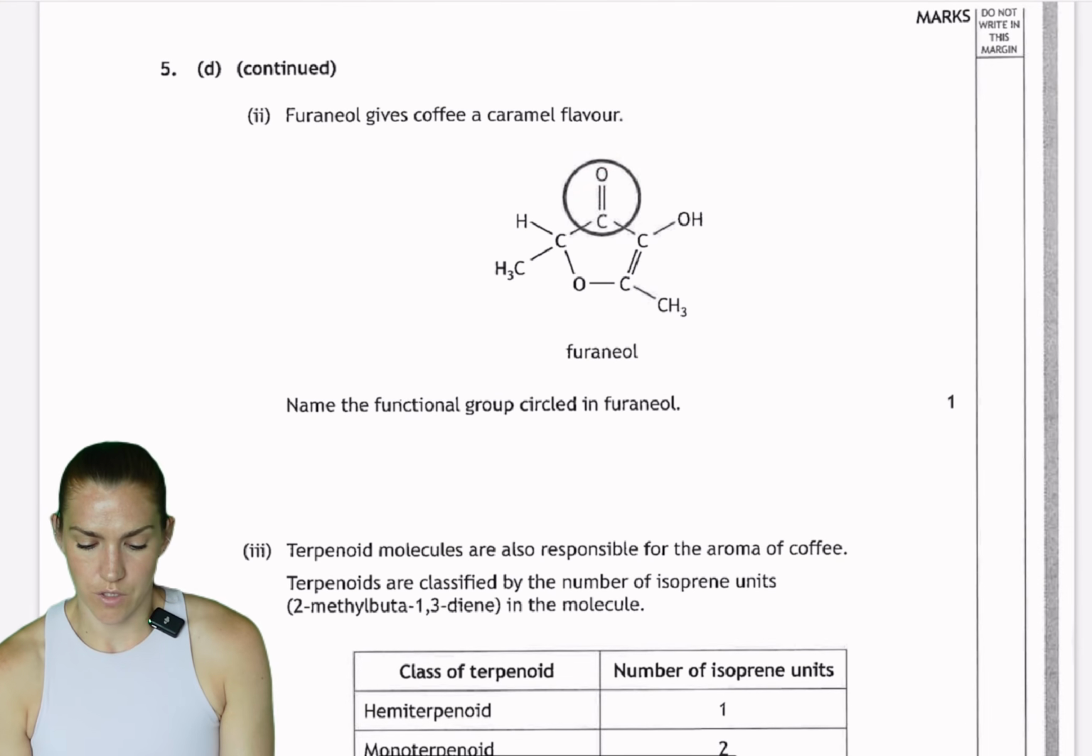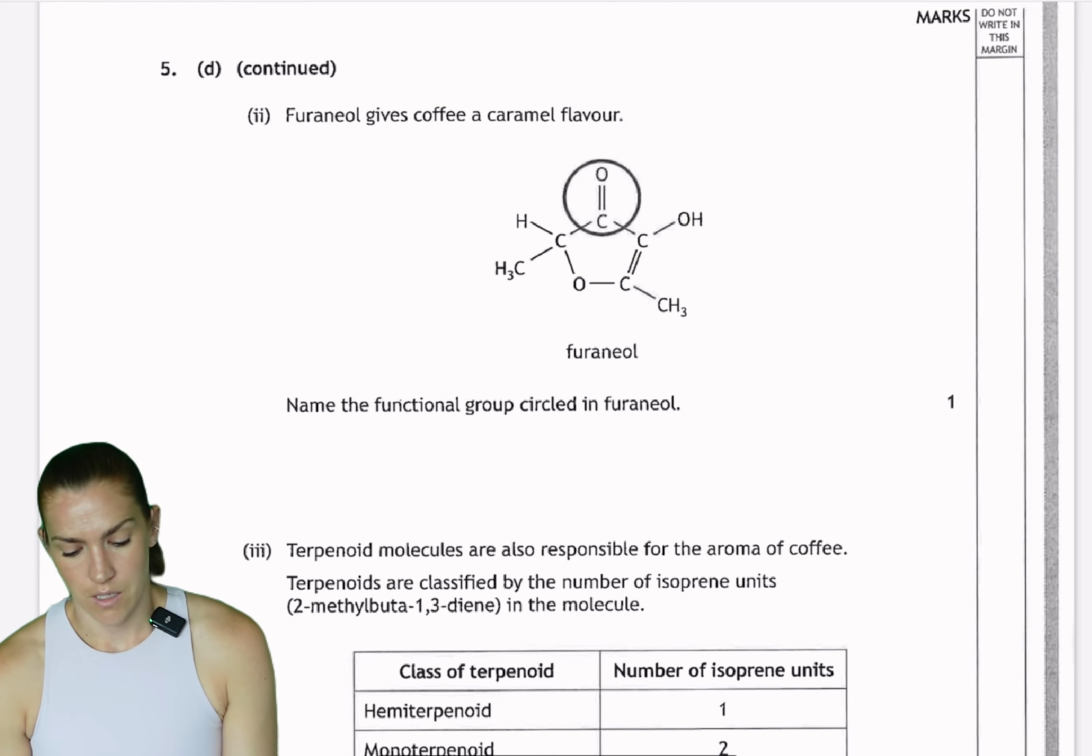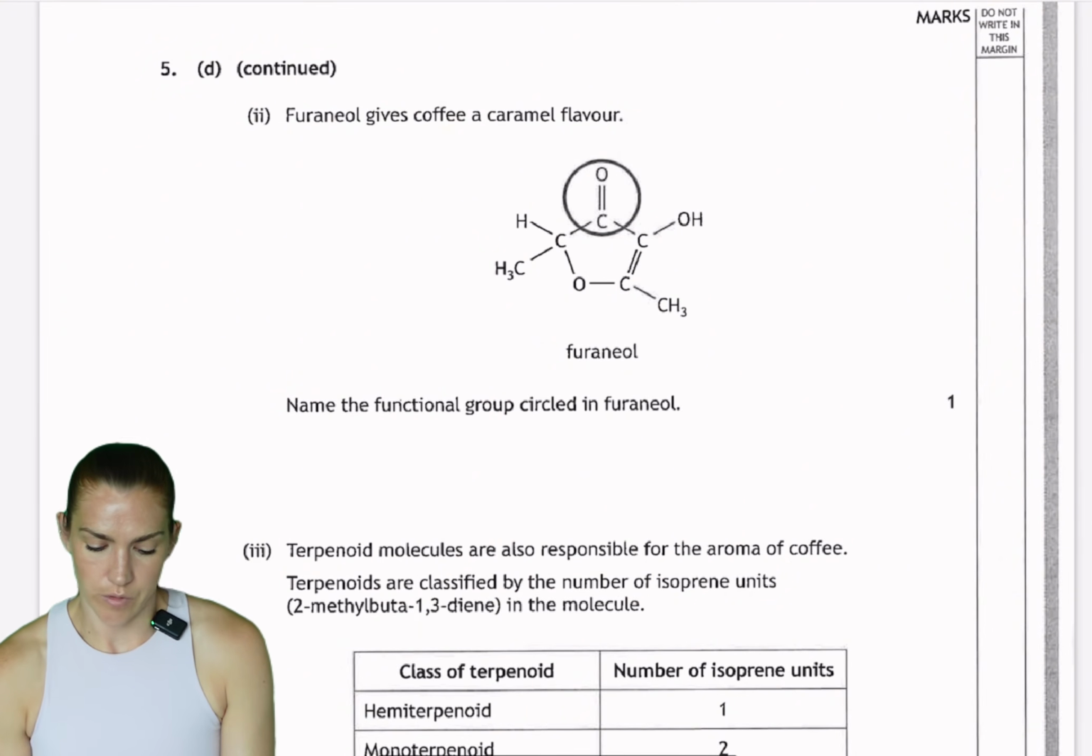Then the functional group circled. This functional group, hopefully you know, is a carbonyl group. It does make this molecule a ketone because the carbonyl's in between two carbons. It's not the end of a carbon chain. But all you're really looking for here is for you to call that a carbonyl.